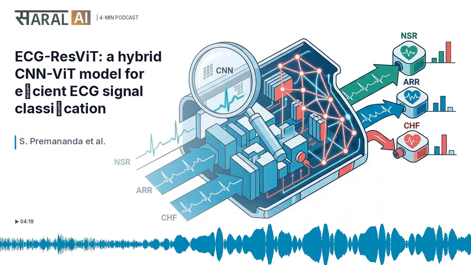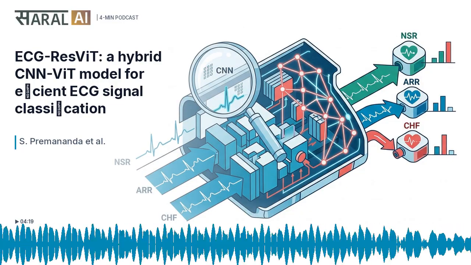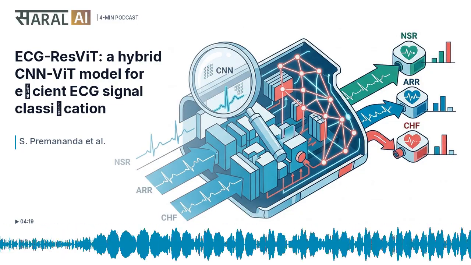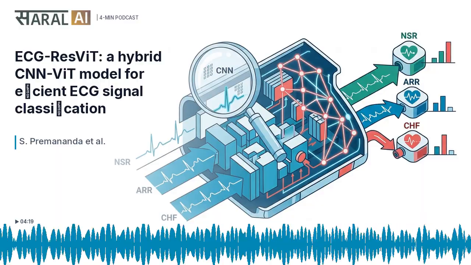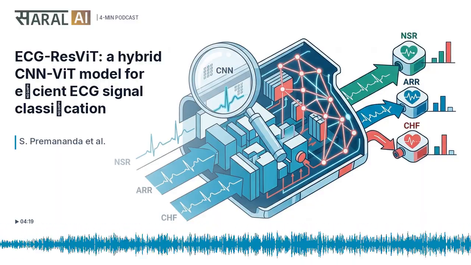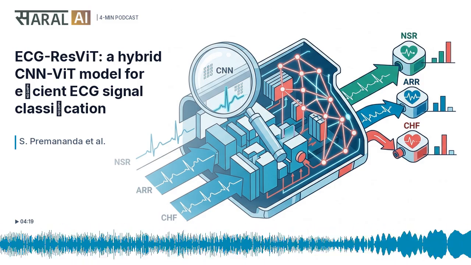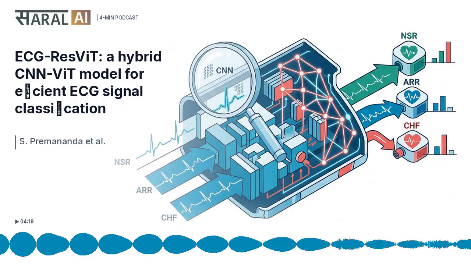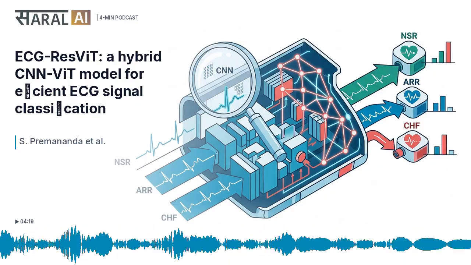So what kind of performance did this ECG-ResViT model achieve in their tests? The results are truly impressive. It achieved an accuracy of 99.13% and an ROC AUC of 99.94% on benchmark datasets for ARR, CHF, and NSR. Nearly 100% accuracy? That's incredible. It means fewer misdiagnoses and quicker treatment for patients, potentially saving lives.